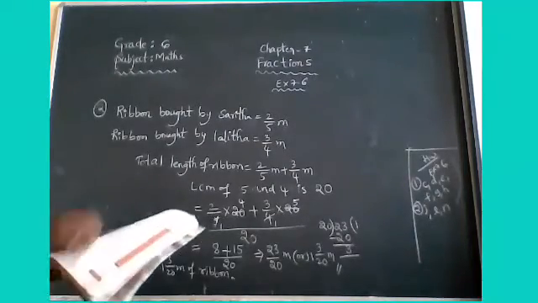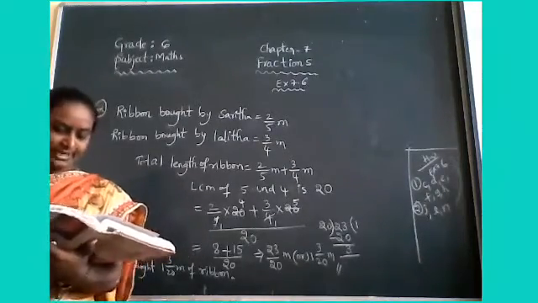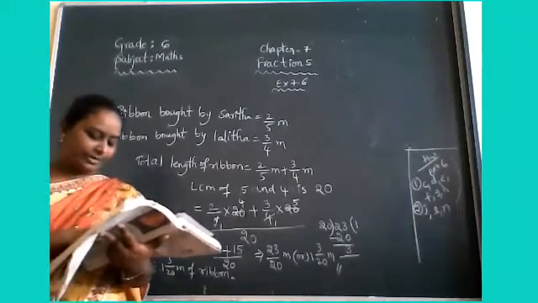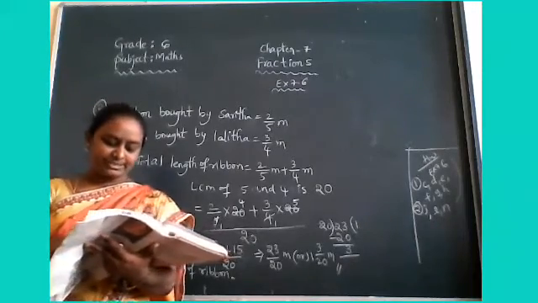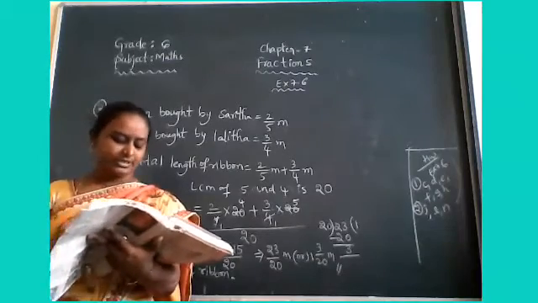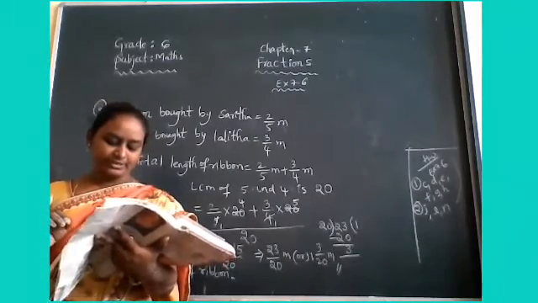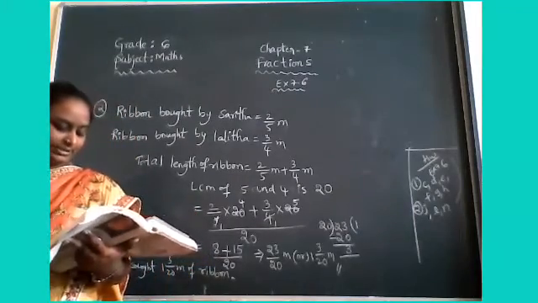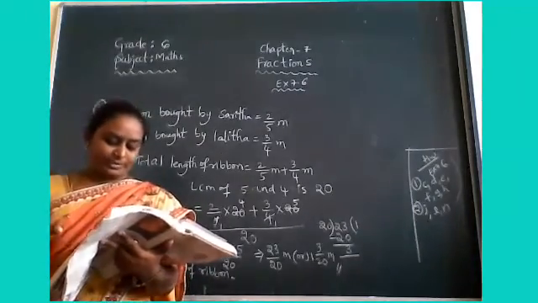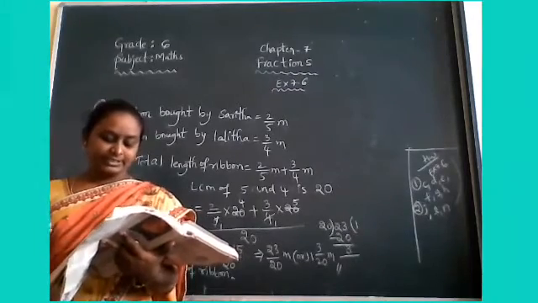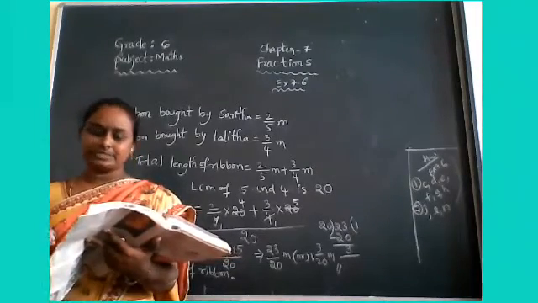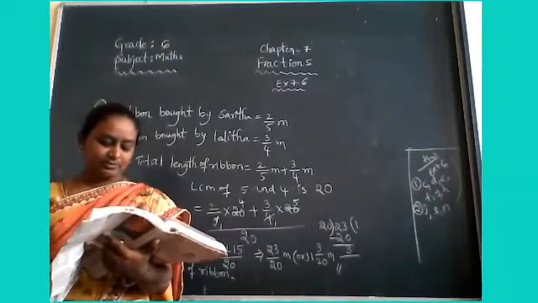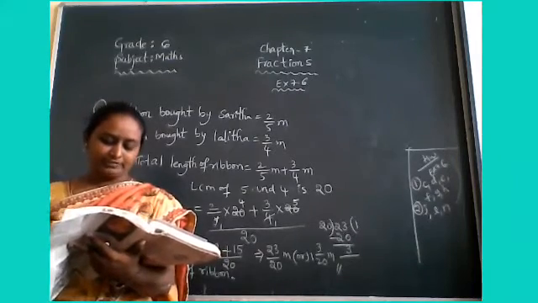Okay, right children. So come to the third problem. Naina was given one by 2 piece of cake and Najma was given one by 3 piece of cake. Find the total amount of cake given to both of them. So here Naina took one by 2 piece of cake, Najma took one by 3 piece of cake.